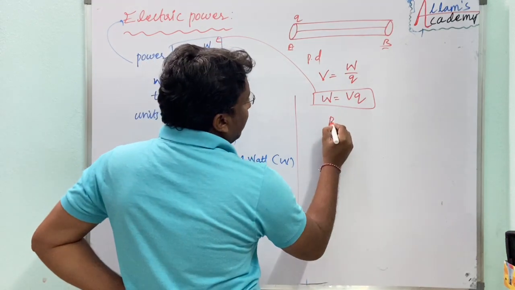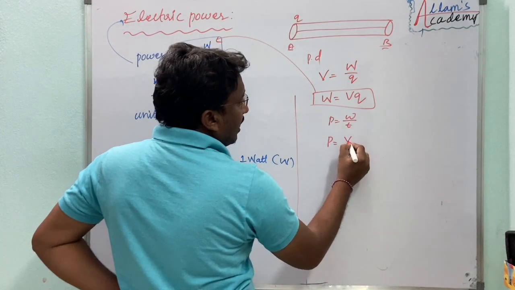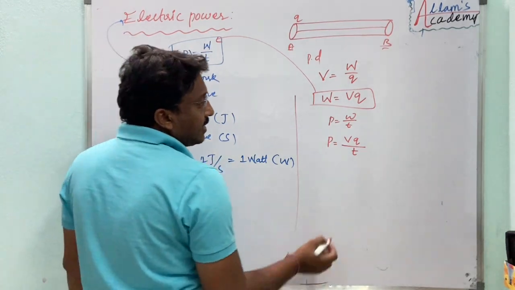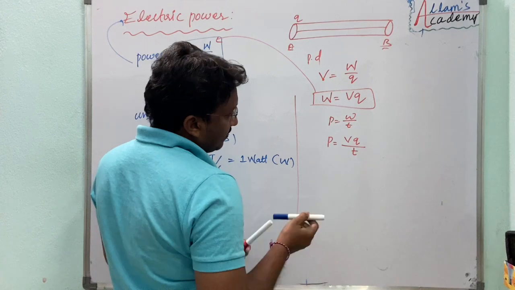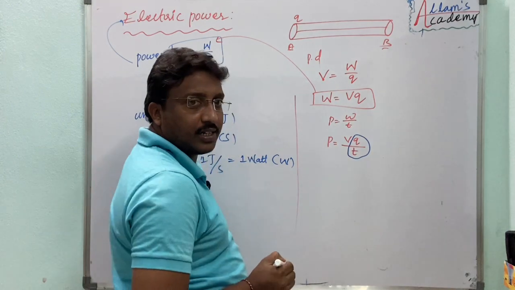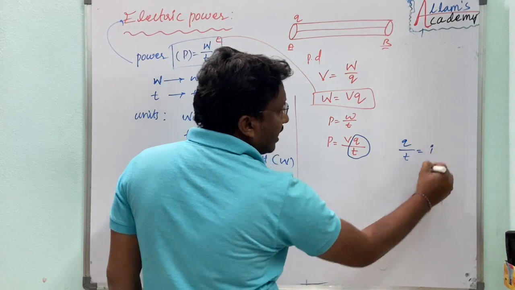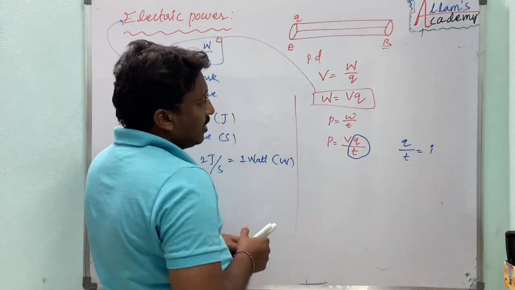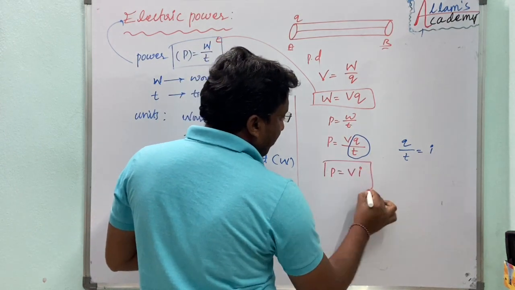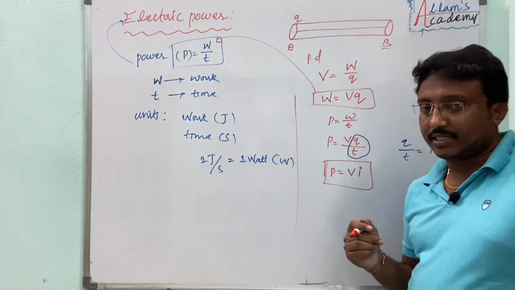Power principle: P equal to W by T. So P equal to W by T, W equal to VQ, so VQ by T. Here Q by T stands for current. So P equal to V I. This is the mathematical principle. We use it to find the power of electrical appliances.